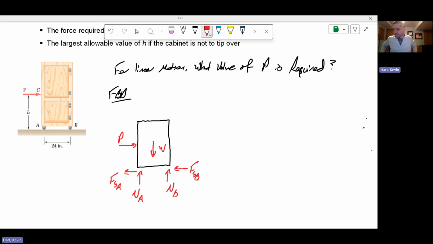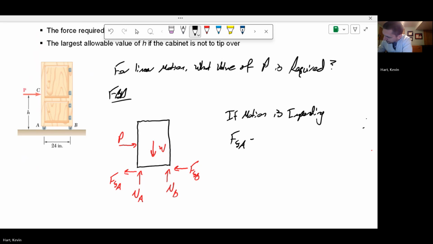Now it looks like we have more unknowns than we can handle here, but it's not really true because we know that if we're just about to move, then these friction forces are reaching their maximum values. Otherwise, they would stop the motion, right? We know the maximum static values are mu sub s times the normal force, so mu sub s NA and mu sub s NB.